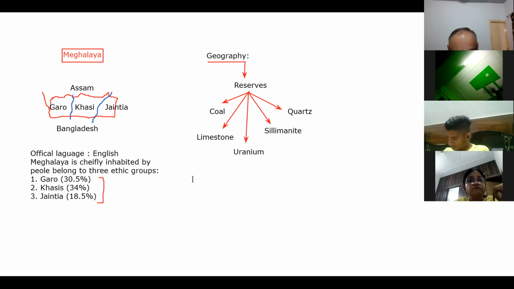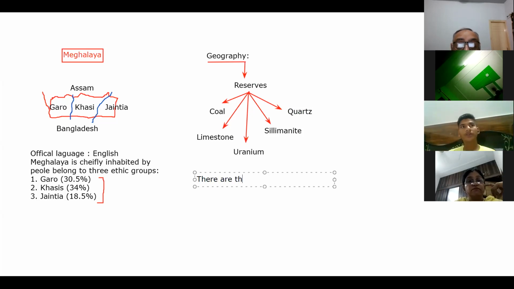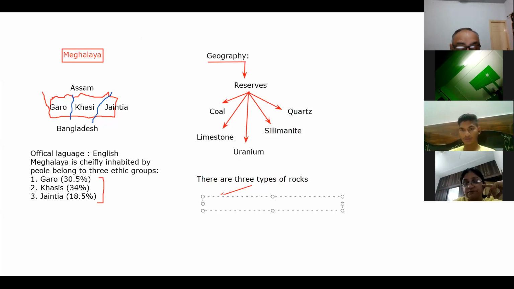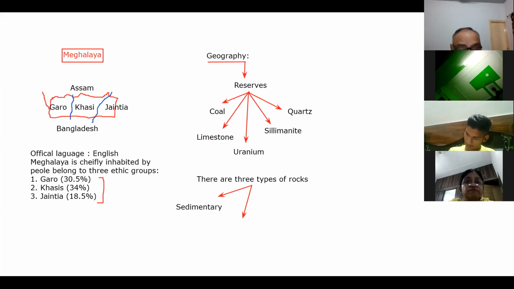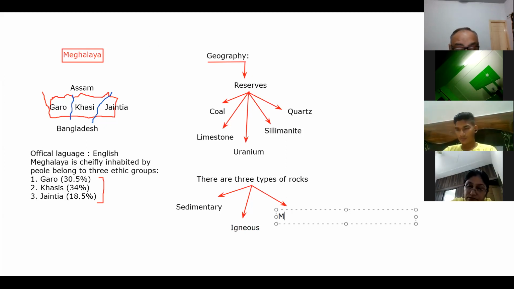Sometimes in examination, you can be asked the question, because you know there are three types of rocks. Everybody knows about it. One type of rocks is called the sedimentary rocks. The second type of rock is called the igneous rock. And the third type of rocks are called the metamorphic rocks. So these are the three types of rocks. I think everybody knows about this.